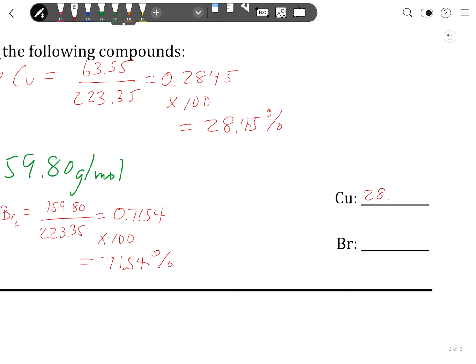So 28.45 percent plus 71.54%, and we're off by just maybe 1/100th, and really you want everything to add up to 100, but that's a pretty good answer for that problem.